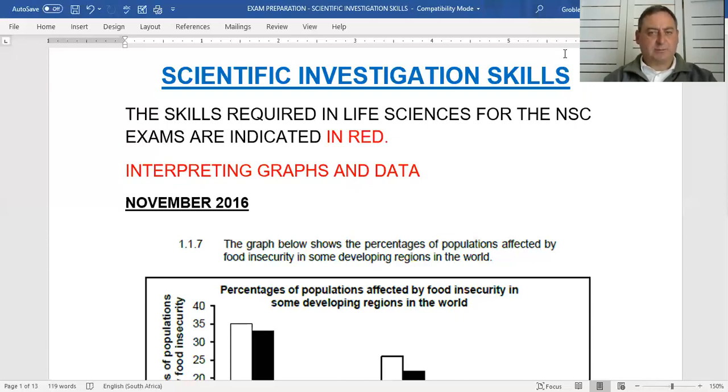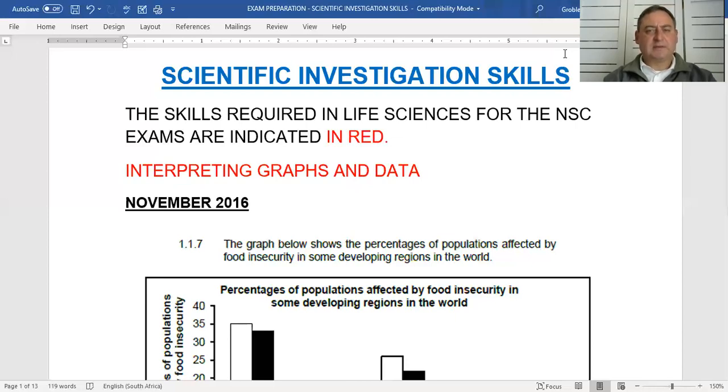As I mentioned, the ability to interpret graphs and a set of data, doing simple calculations, understanding the whole scientific process of how to design an experiment, how to write a hypothesis before you start, making your conclusions at the end, making sure that your investigation is reliable and valid. Those are the things that we will be discussing today. So let's look at some previous papers to see how the questions are asked.